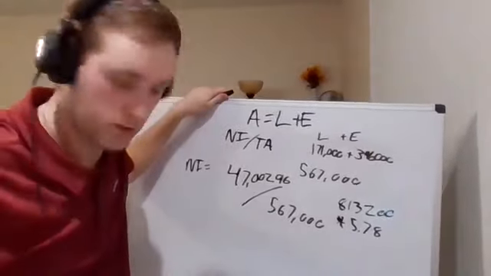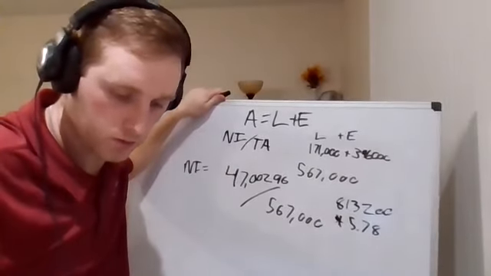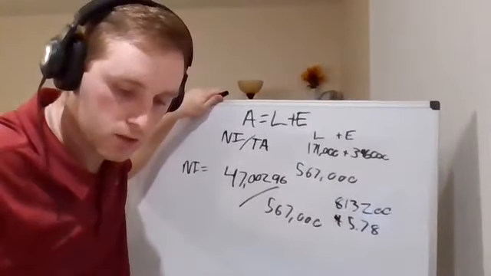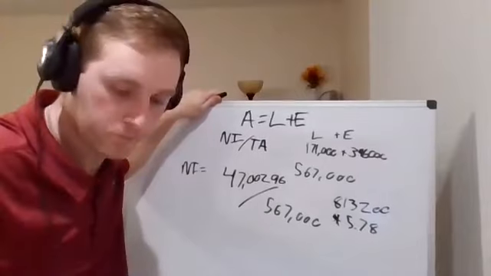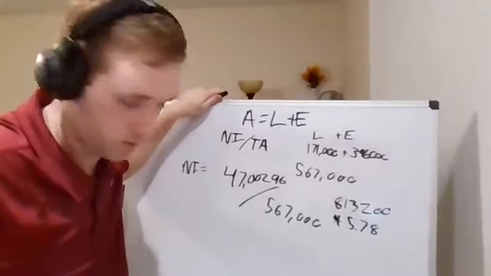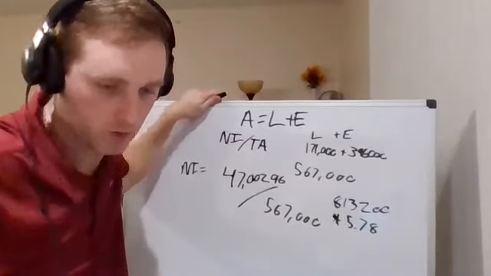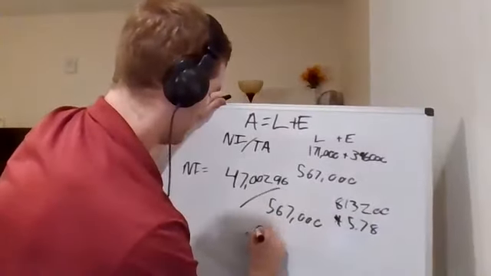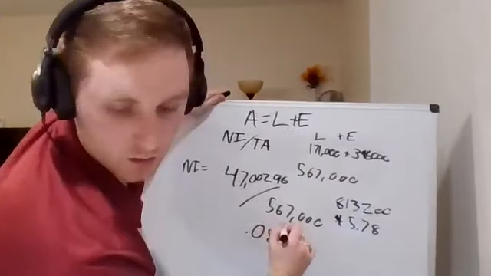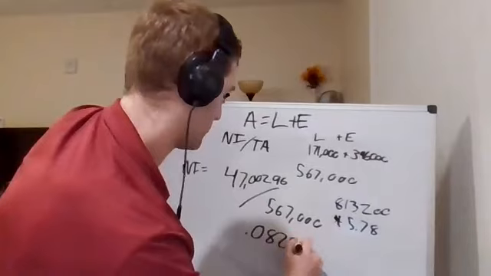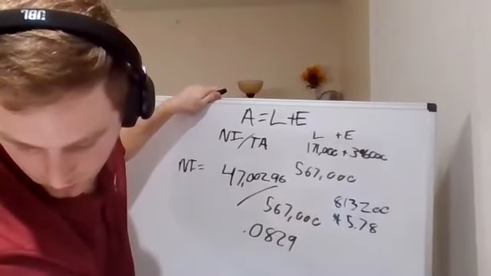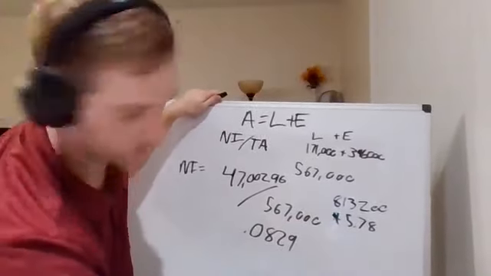And then we just divide these. 47,002.96 divided by 567,123 equals 0.0829, which when we turn it into a percentage, turns into 8.29%.